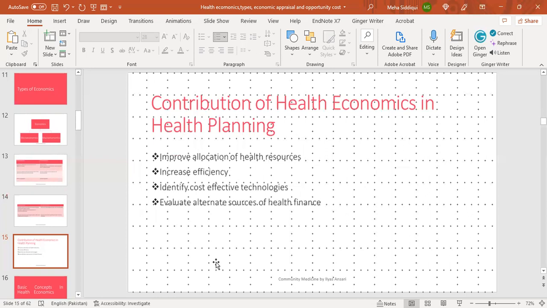Contribution of health economics in health planning. It improves allocation of health resources. It increases efficiency, identifies cost-effective technologies, and evaluates alternative sources of health finance.